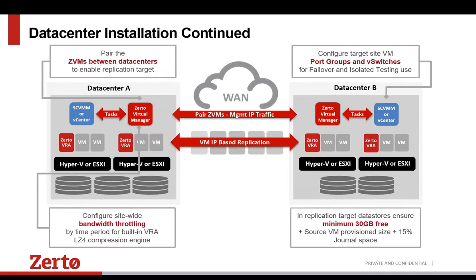And then finally, in the DR site, you need to ensure that you have at least 30 gigabytes free in your target data stores. And in terms of the total space, you should have the same size of the source VMs plus up to 15% for data change rate. So just as you configure a snapshot reserve on your storage LUNs, with Zerto there's no snapshot reserve, there is just a journal size. And so this will automatically grow and shrink depending on the data change rate, but we'll come back to that later on in more detail.